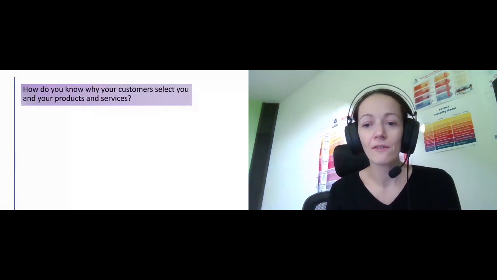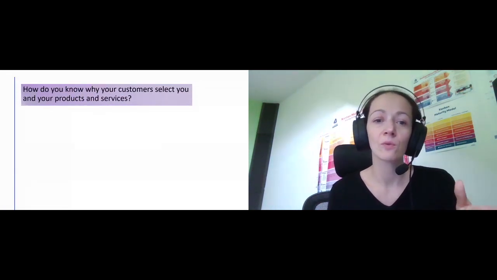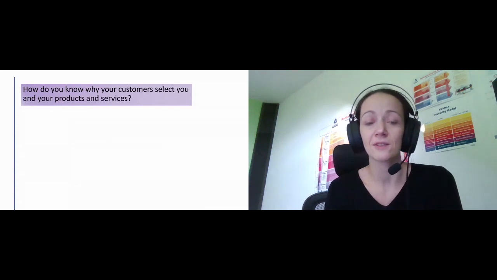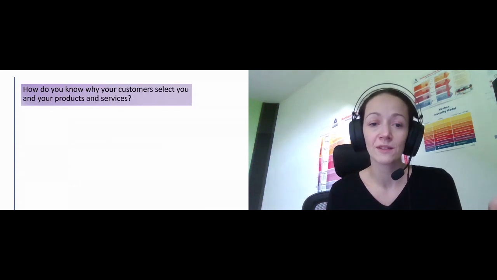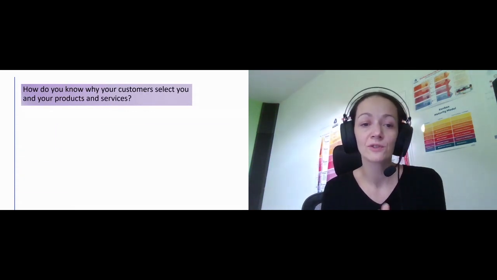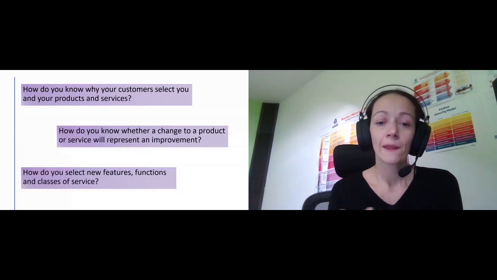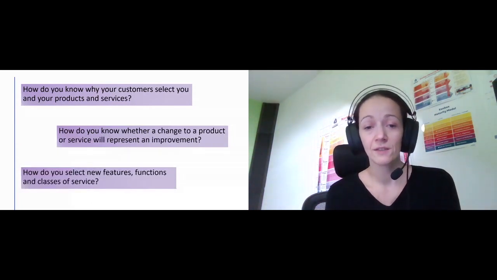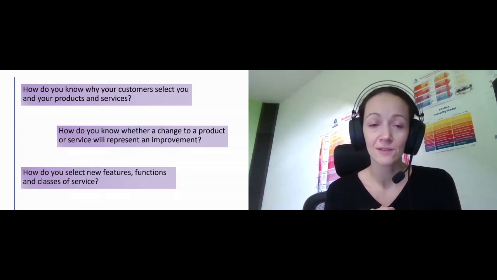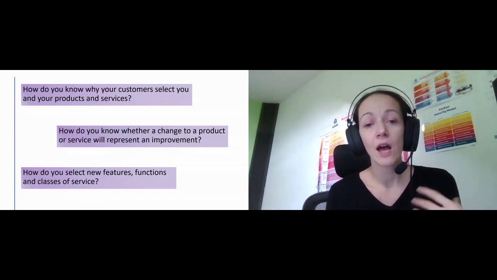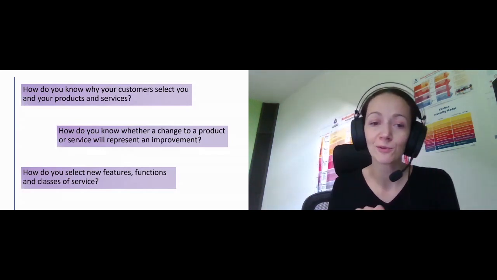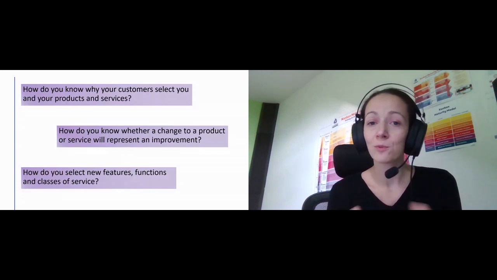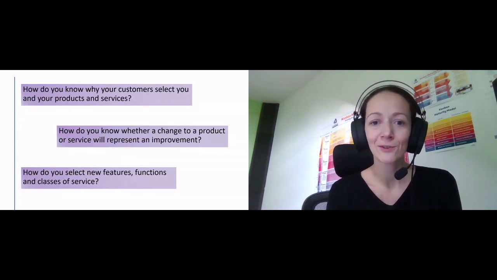And if you ever ask the question, how do you know how your customers select you, your products, your services? How do you know whether a change to a product or service is an improvement? And how do you select new features, functions, and classes of services? These are the main questions that the fit for purpose framework answers. I will just give you a few hints about this framework. We don't have time to go deeply into this topic, but I hope that I will keep you encouraged and curious about it, and you will want to learn more.